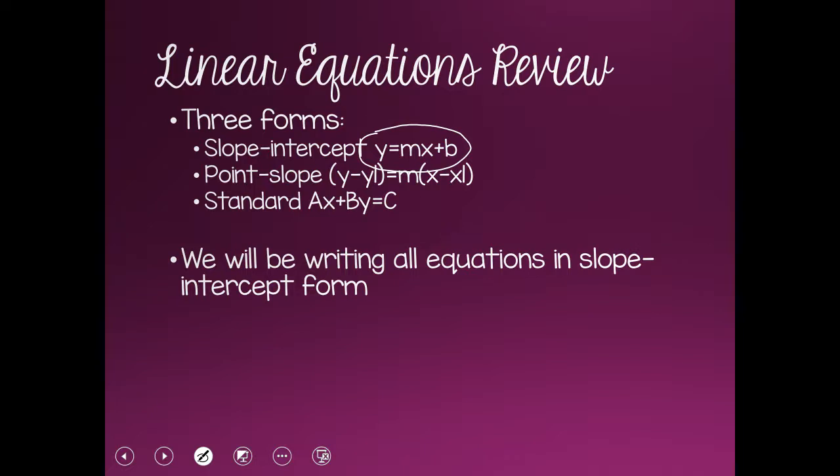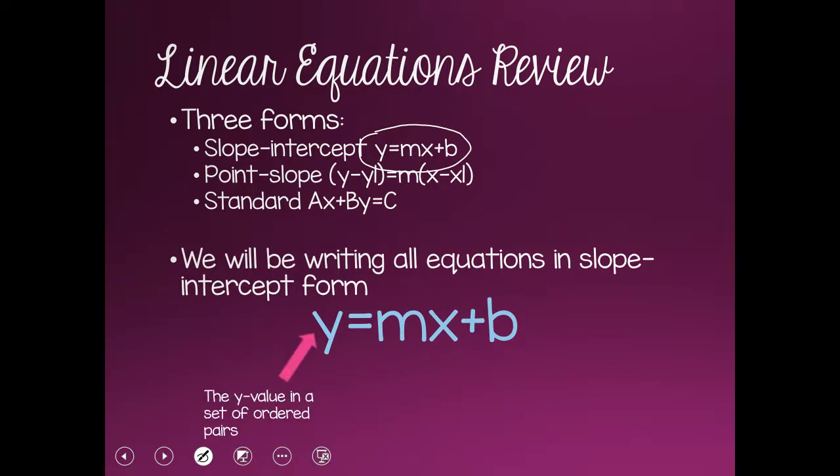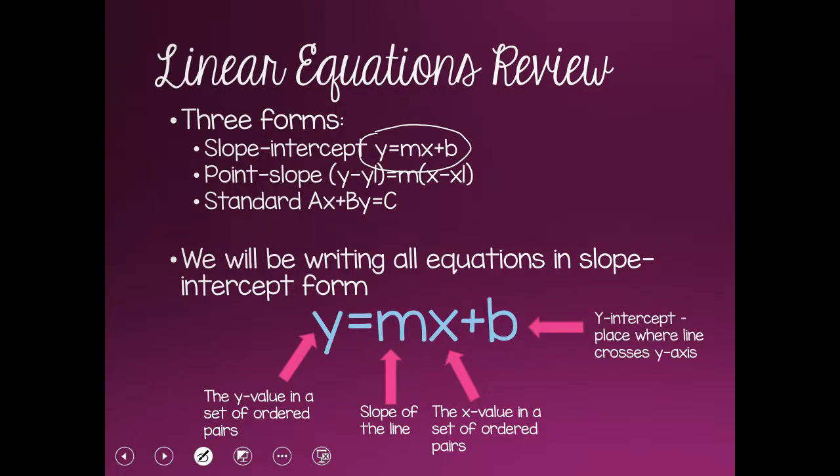So I want to review what slope-intercept form is. So we know that it's y equals mx plus b. If you'll remember, the y represents the y value in a set of ordered pairs that would fall on the line. The m is the slope of the line, which is also the steepness. The x is the x value in a set of ordered pairs. And the b is the y-intercept, which is the place where the line crosses the y-axis.